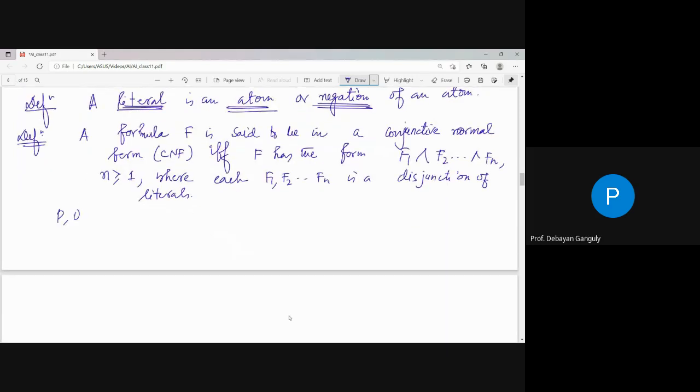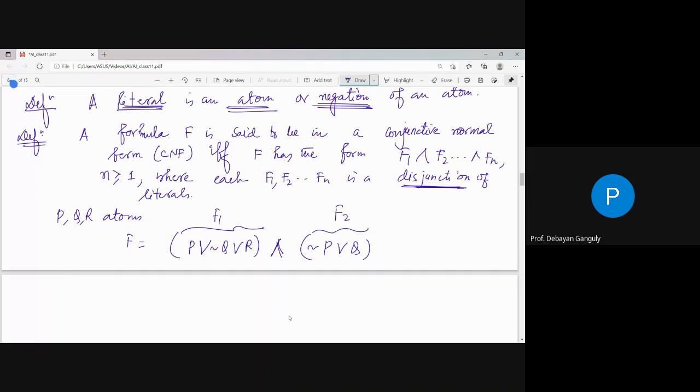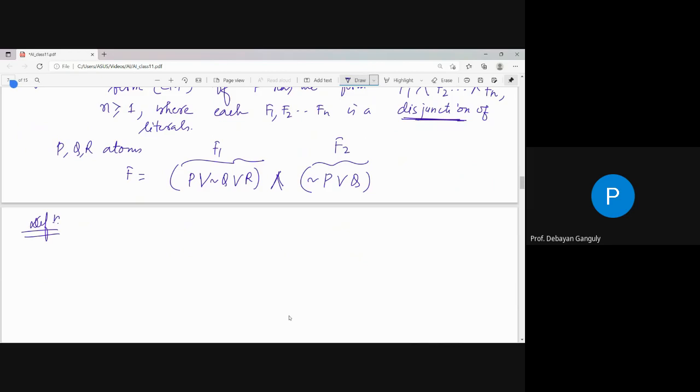That means if there are P, Q, and R that are particular atoms, a formula can be written like that, P or Q. This is a conjunctive form, because this is F1, and F1 itself is a disjunction of literals. You just see this is a disjunction, with or, and this is also F2, also a disjunction, but F1 and F2 are joined by and. So this is nothing but CNF, a conjunctive normal form.